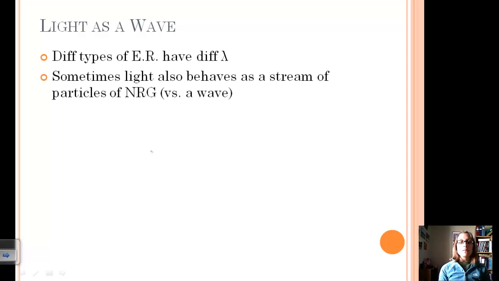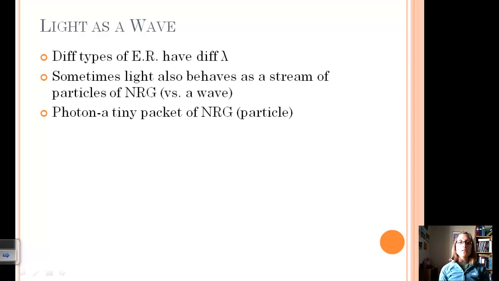Sometimes we can talk about light also behaving as a stream of particles of energy versus a wave, and that's kind of the discussion that we have with electrons. We say that they kind of behave as a wave, but they also behave as a particle, so they have both of those properties. Particles of energy or packets of energy are called photons, and we're going to talk a lot about these photons.